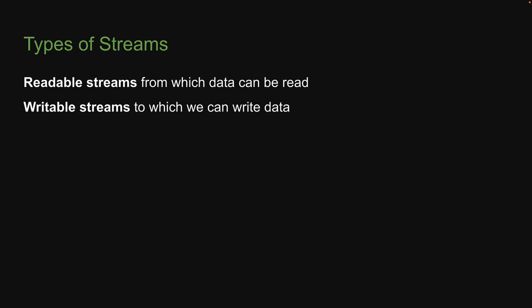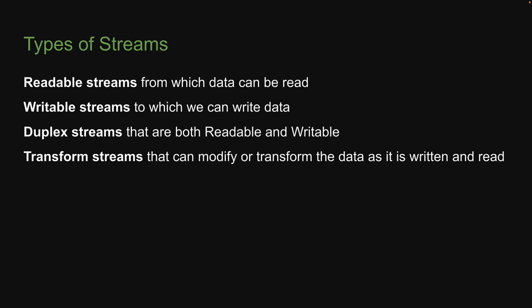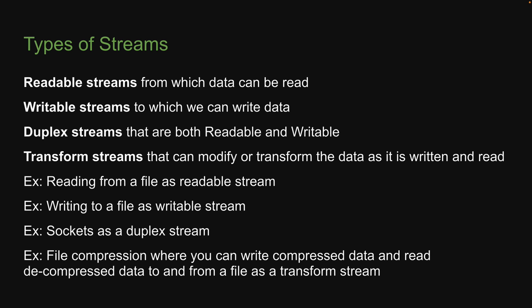In fact, there are 4 types of streams. Readable streams from which data can be read, writable streams to which we can write data, duplex streams that are both readable and writable, and finally, transform streams that can modify or transform the data as it is written and read. As examples, we can have reading from a file as a readable stream, writing to a file as a writable stream, sockets as a duplex stream, and finally, file compression, where you can write compressed data and read decompressed data to and from a file as a transform stream.